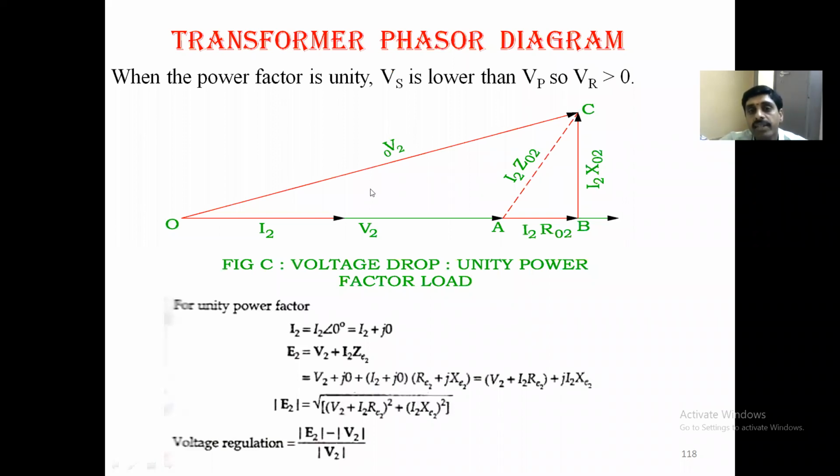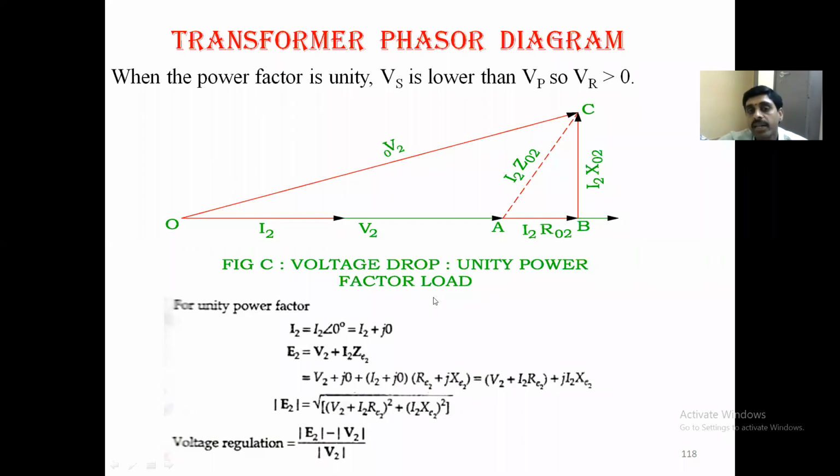If you see, this phasor diagram is for unity power factor. So V2 and I2 are in phase. From the phasor diagram, V2 plus I2 Z02, referred to the secondary, is equal to V2 naught, the no load secondary voltage. That is, secondary voltage V2 plus I2 Z02 is equal to V2 naught. What is this I2 Z02? I2 R02 plus I2 X02. Because this is for unity power factor, V2 and I2 are in phase, as you observe here.